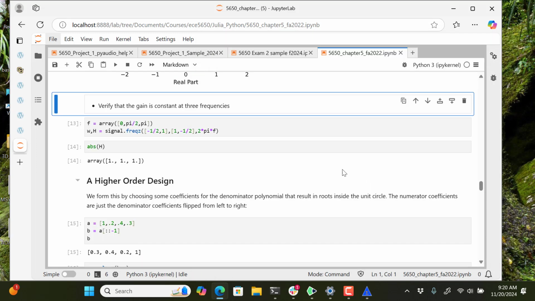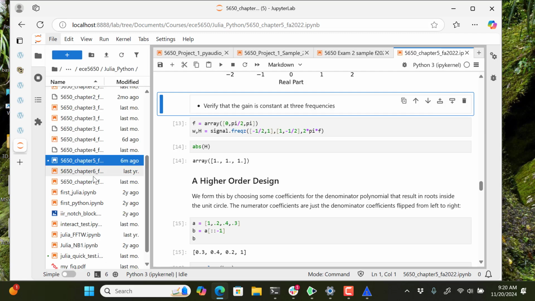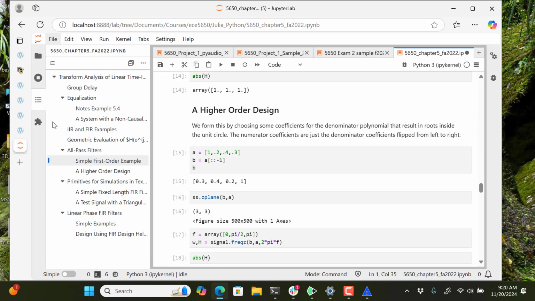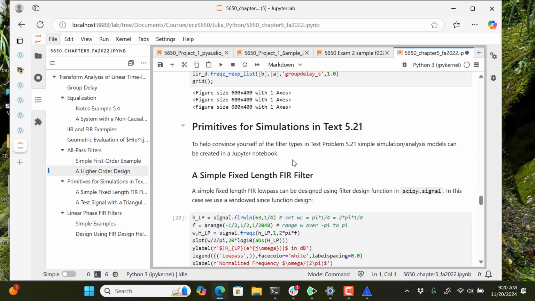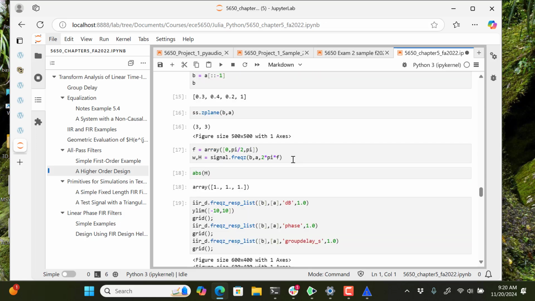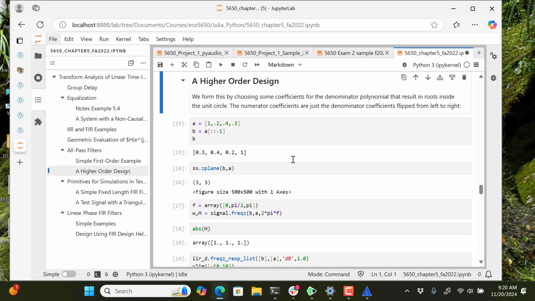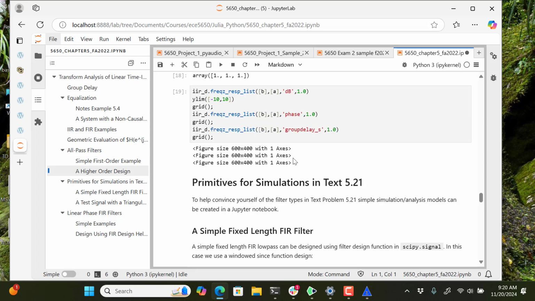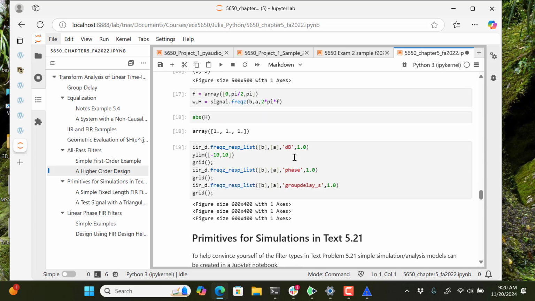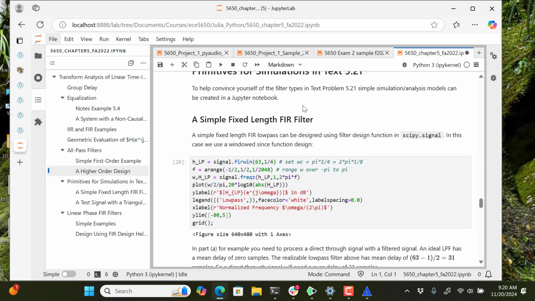At any rate, what did I have in here? So I went on and did some higher order designs in here too. I don't think I really need to look at all of those yet. I have magnitude and phase and group delay plots all the way through here, though. I'll save that for another example.